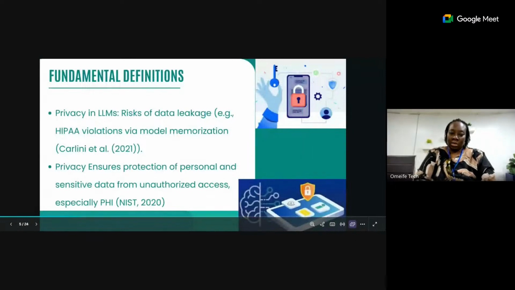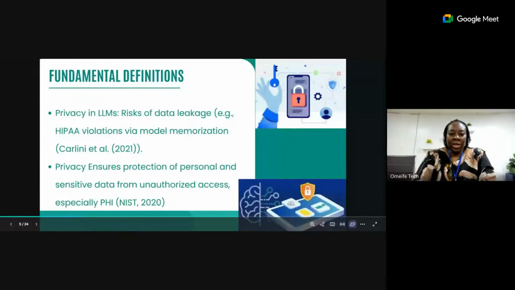So privacy in large language models refers to the protection of sensitive information from being inadvertently revealed or compromised during the training, use, or storage of LLMs. This includes protecting the privacy of individuals whose data is used to train the model, ensuring that the model's outputs don't reveal sensitive information, and safeguarding the confidentiality of data used in interactions with the model. Privacy is non-negotiable when it comes to LLMs.